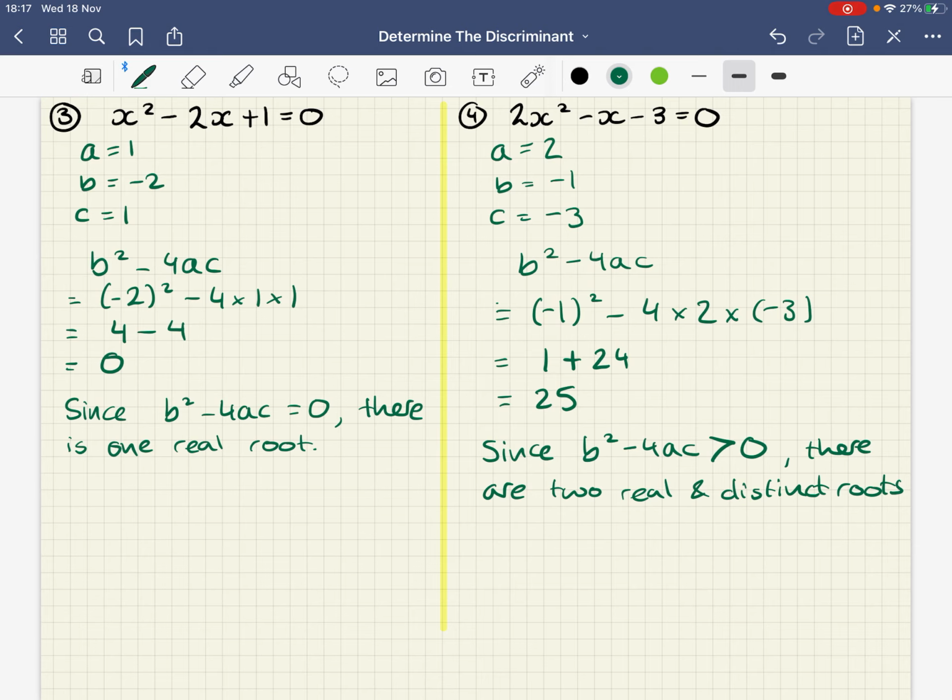So that's all you need to do for these questions. Determine the discriminant, so evaluate it, and then once you know whether it's bigger, smaller, or the same as 0, then you can identify how many roots it has, if it has any roots.